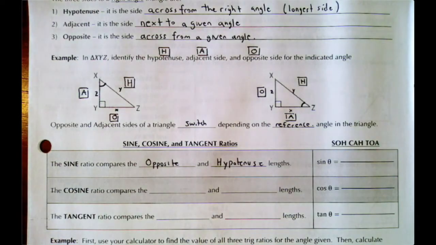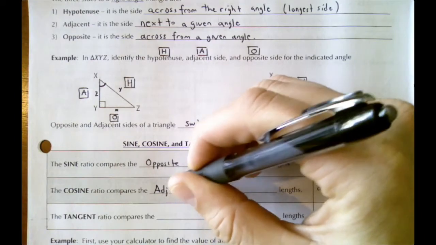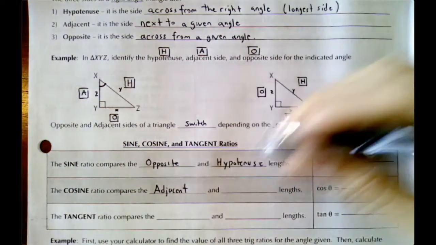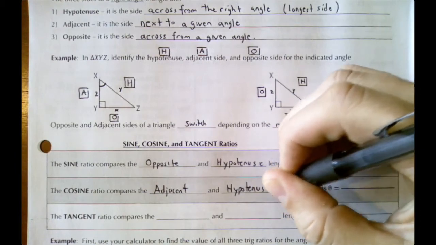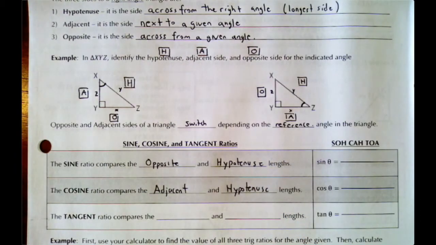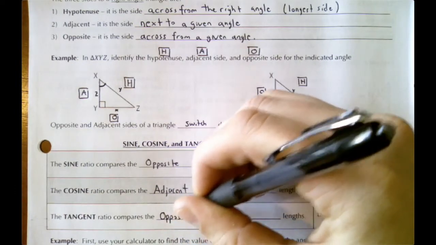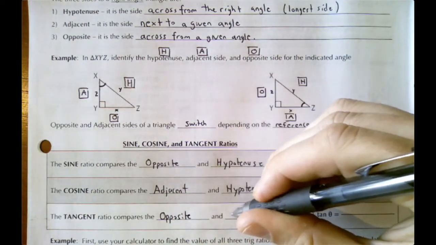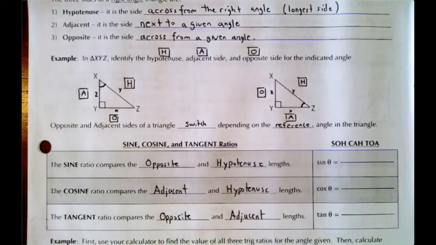And the cosine ratio will compare the adjacent side and the hypotenuse. And finally, the tangent ratio will compare the opposite and the adjacent. What do I mean by compare?